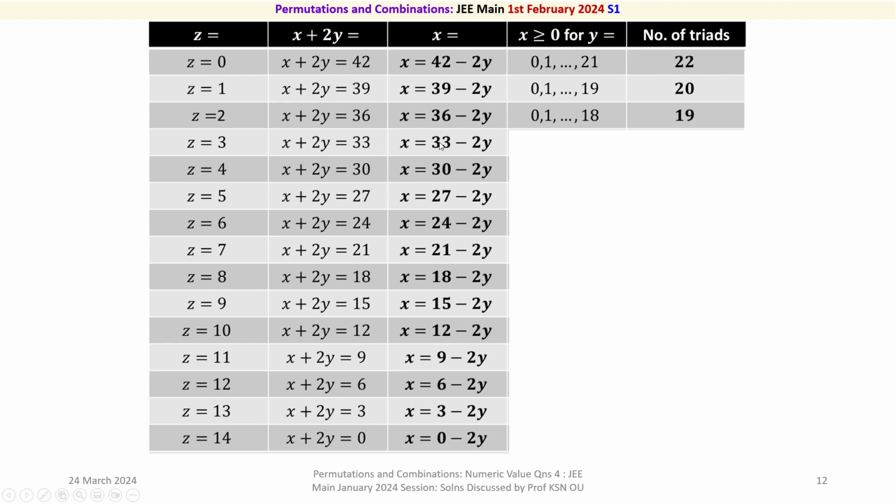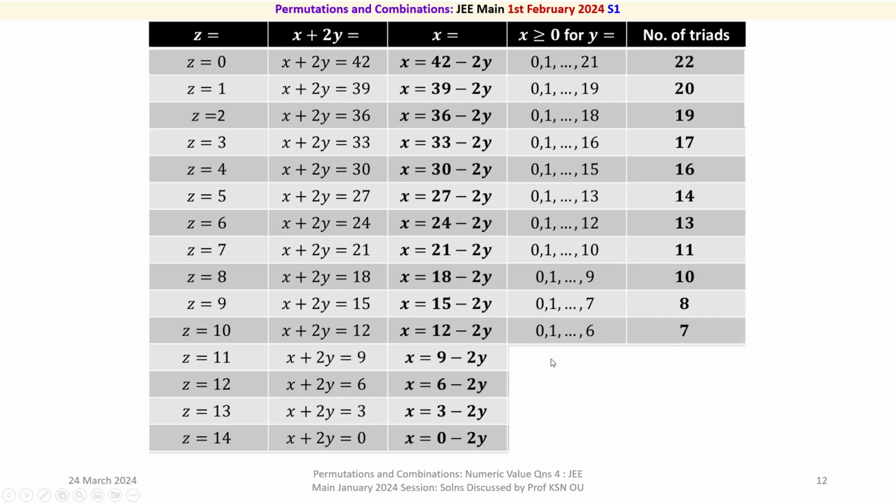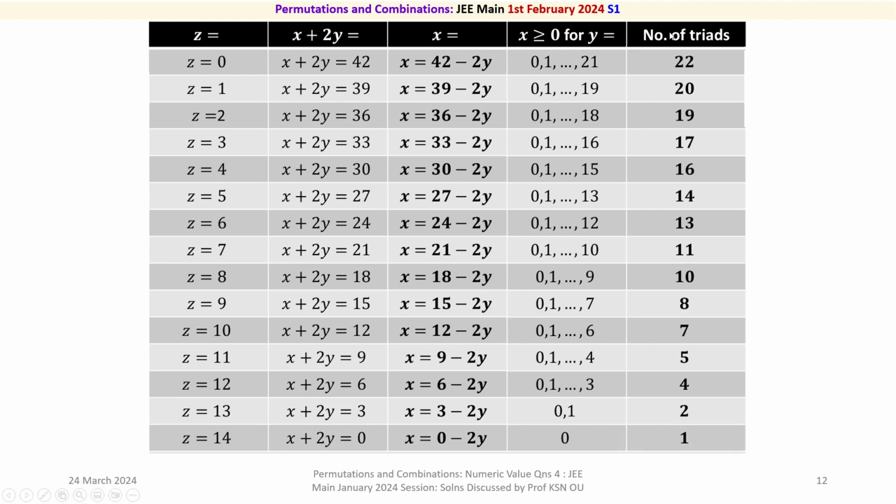Now let's see Z is equal to 3. Here X is equal to 33 minus 2Y, so Y takes the values 0, 1, 2, 3 up to 16. That is 17. Then X is equal to 30 minus 2Y, with Y from 0 to 15. That is 16. Then 27 minus 2Y, Y up to 27 by 2, that is 13, so 14 values. Then 24 minus 2Y, Y up to 12, that is 13. Then 21 minus 2Y, 21 by 2 is 10, so 11. Then 18 minus 2Y, that is 9, so 10. Then 15 minus 2Y, that is 7, so 8. Then 12 minus 2Y, that is 6, so 7. Then 9 minus 2Y, that is 4, so 5. Then 6 by 2, 3, so 4. Then 3 by 2, 1, so 2 only. And 0 by 2, 0 only, that is only 1.